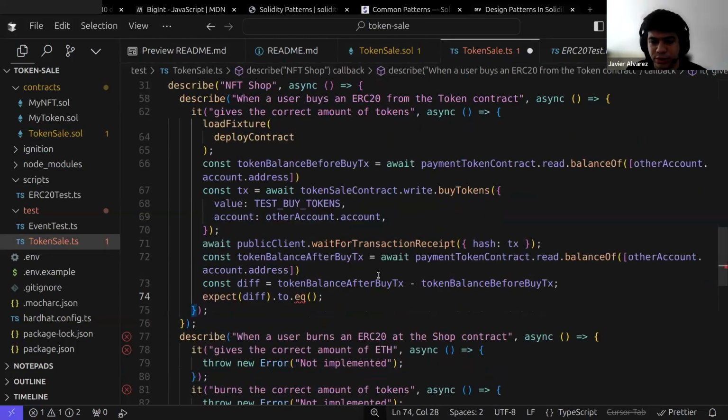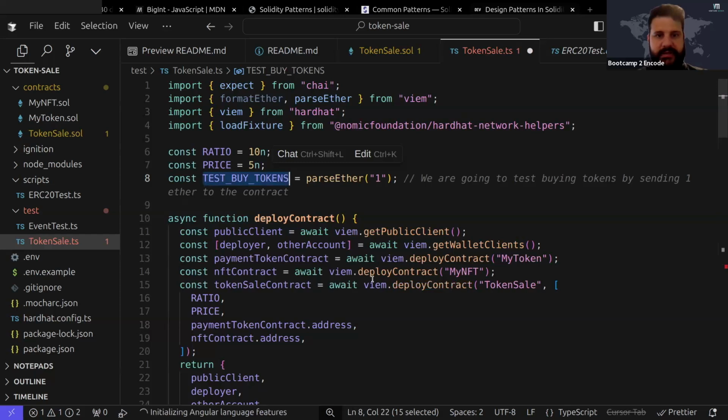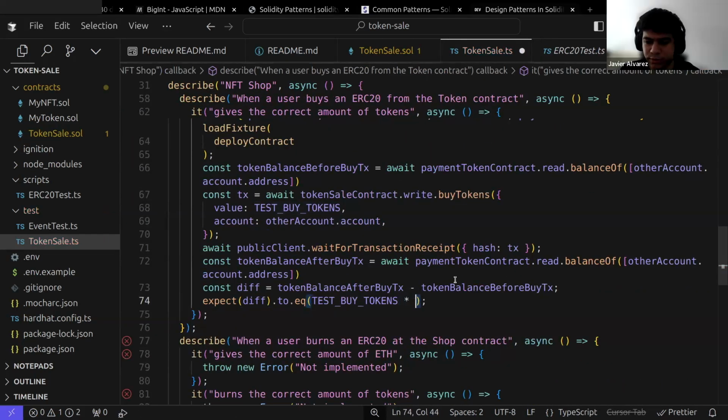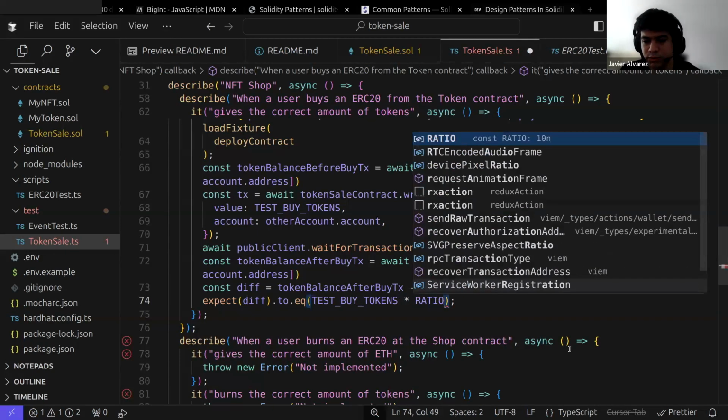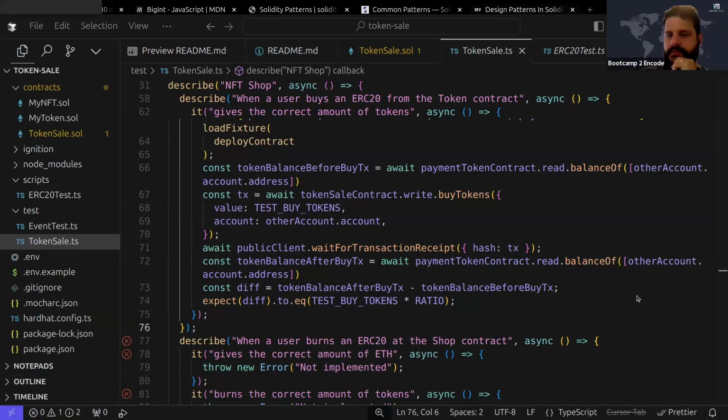Well, shall we do it with the format ether or? We can do both ways. We can even pick this that I have here, this test buy tokens, and multiply it by the ratio. Okay. Marco, I did the after minus before because I know that it's going to increase. I don't want to have negative numbers here. But if you want, you can keep like that and check the negatives. It would work too.